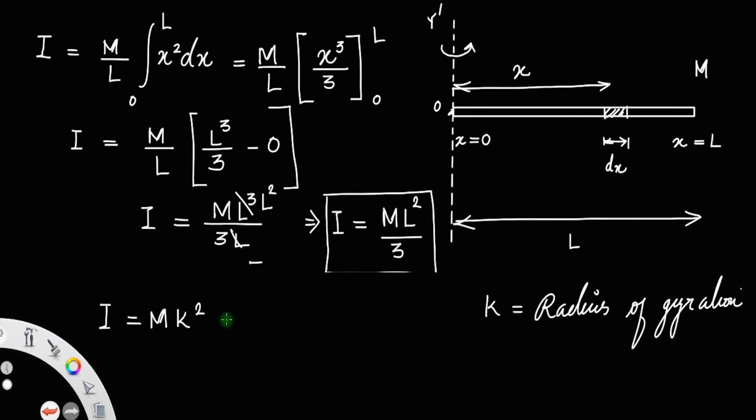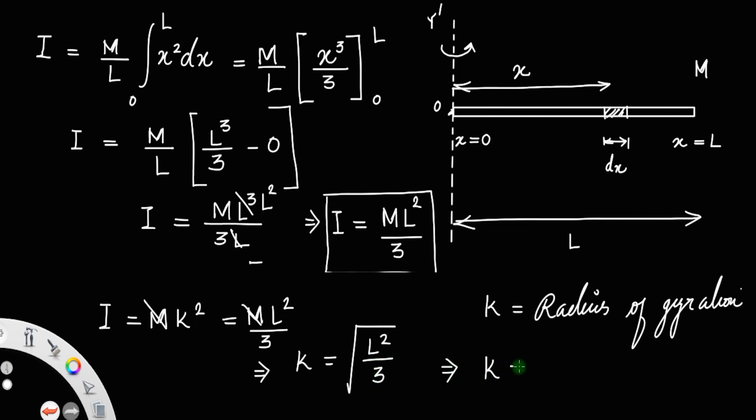But we have the moment of inertia, we already found out, M L squared divided by 3. You can cancel this M and this M. Therefore, k is equal to the root of L squared divided by 3. Implies the radius of gyration k is equal to L divided by root 3. Clear.